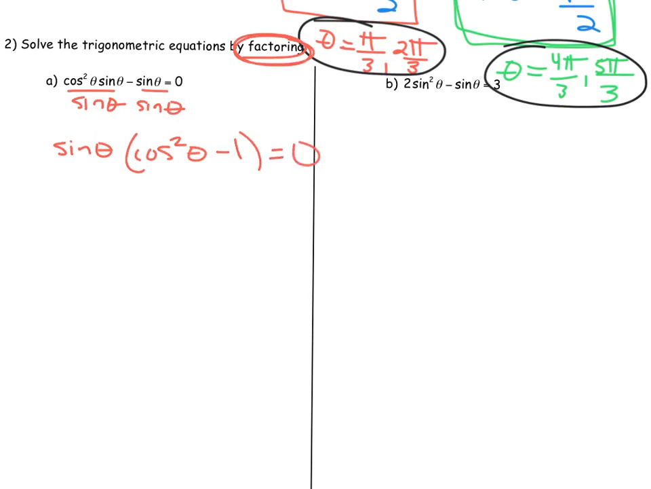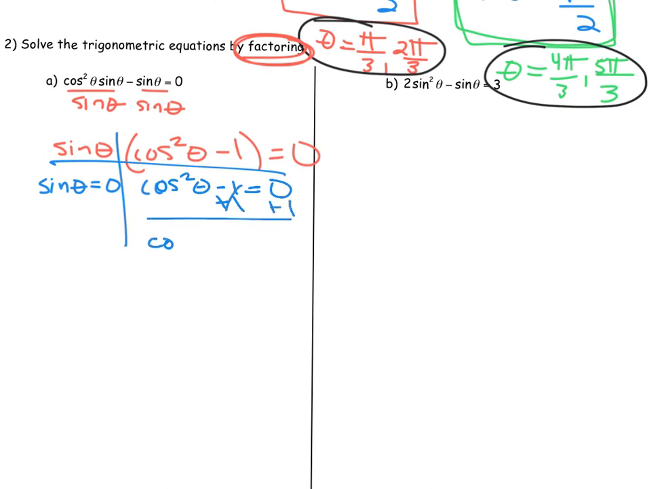Okay, let's t-chart this. So we'll have sine theta equals 0, and I'll have cosine squared theta minus 1 equals 0. So let's add over the 1. So we'll have cosine squared theta equals 1. Now we want to square root both sides to get rid of this squared. So we got to square root both sides. We'll have cosine of theta equals plus or minus 1.